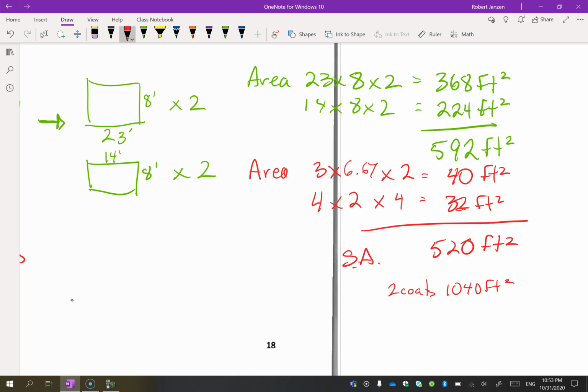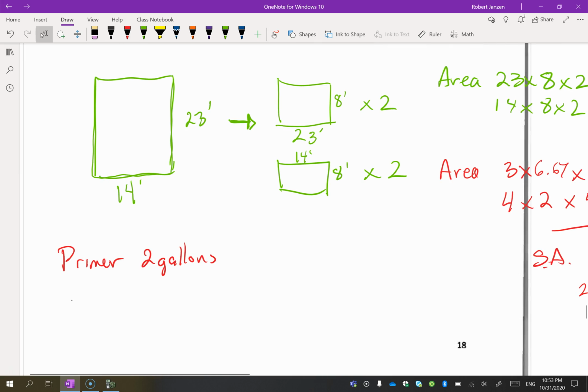Okay, and if you look at it, 400 square feet comes in a can. If we divide this by 400, you're going to get 2 point something. So it looks like we need 3 gallons of paint. If you're not sure how I got that, we have 1,040 square feet that we need. If we divide that by 400, because that's how much it covers, you're going to get 2.5 something. So you know we need more than 2 gallons.